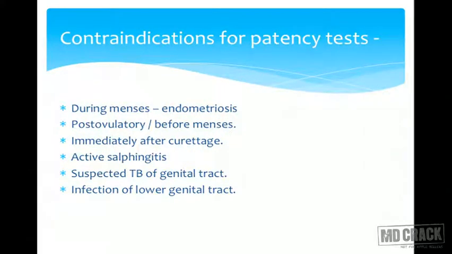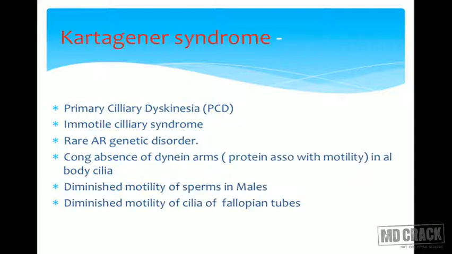What are the contraindications for these tests? They are never to be done during menses, because you know the theories of endometriosis. If during menses you push this dye, endometrium will be carried inside the peritoneal cavity. There would be deposits, and this will lead to endometriosis. They are never to be done post-ovulatory or just before menses. Never to be done immediately after curettage. In cases where acute salpingitis or any kind of infection is suspected, never go for it. Tuberculosis, strong contraindication. If there is even lower genital tract infection, don't go for these tests.